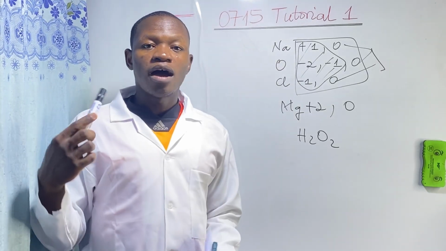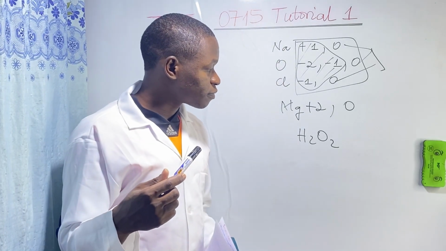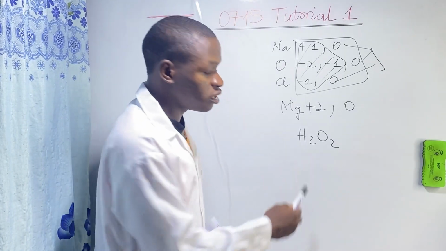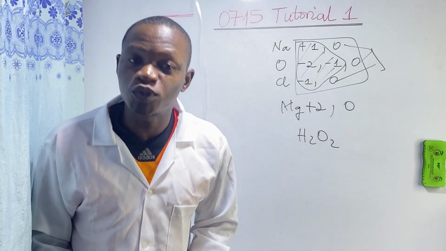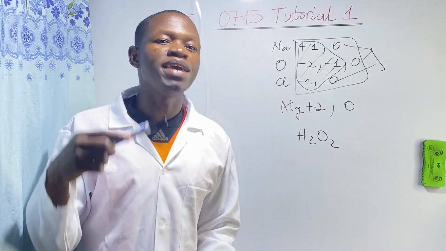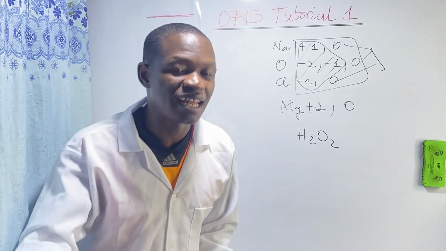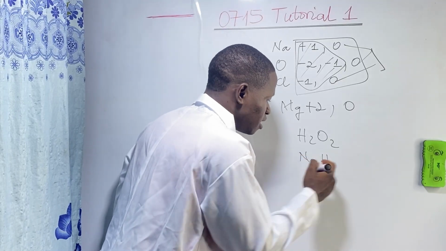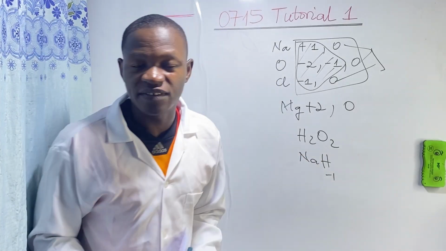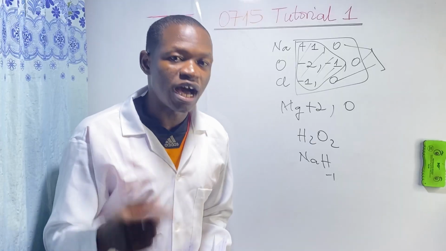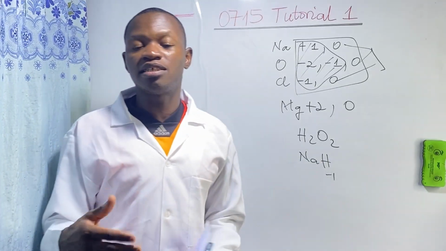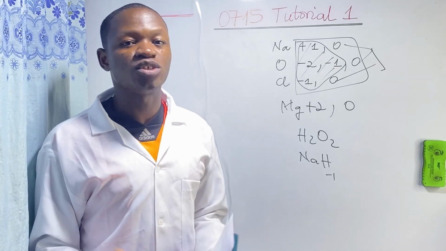Hydrogen has an oxidation number of +1, except in metal hydride. For example, sodium hydride. Here, hydrogen is -1. Hydrogen has an oxidation number of +1, except in metal hydride, where it is -1, and so on.